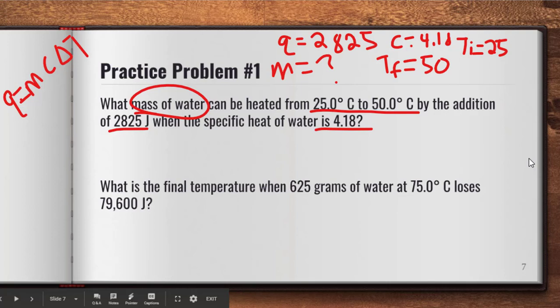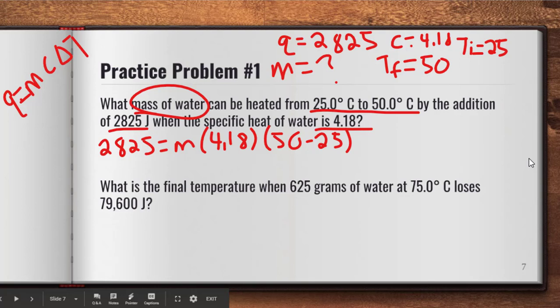So now all I do with all of these variables is plug them into my equation and solve. So we're going to say that 2,825 equals m, our unknown, multiplied by c, multiplied by 50 minus 25. Okay? So now all we do is solve algebraically.